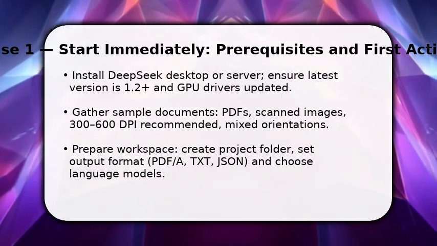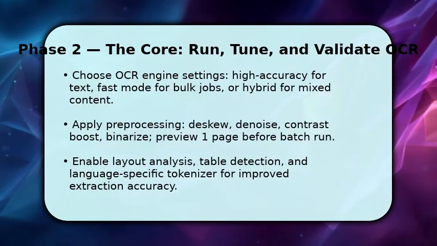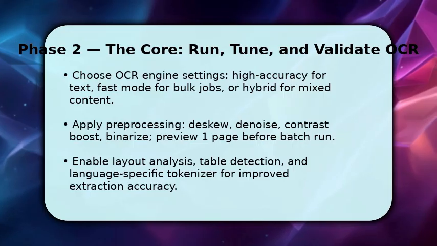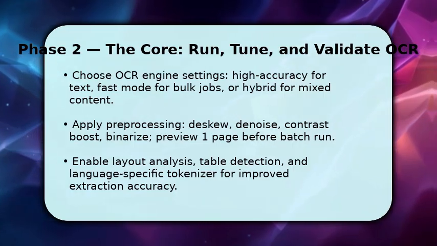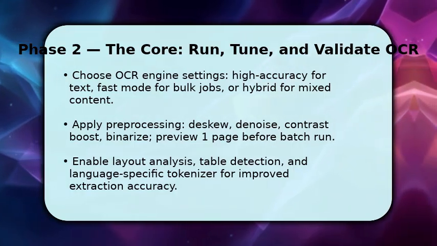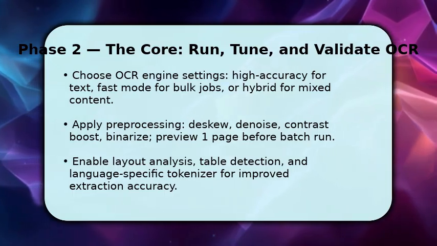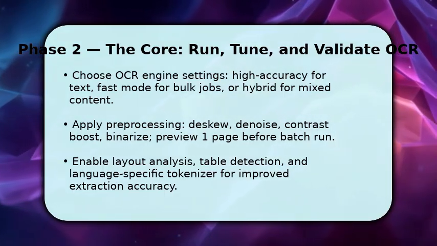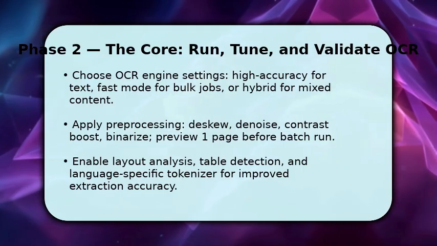You now run the core process. Start with a preview page to verify deskew and contrast adjustments. This prevents garbage output. Then select OCR engine. Choose high accuracy for small batches or fast mode for thousands of pages. Hybrid gives both. Enable layout analysis and table detection so Deepseek preserves columns and fields.